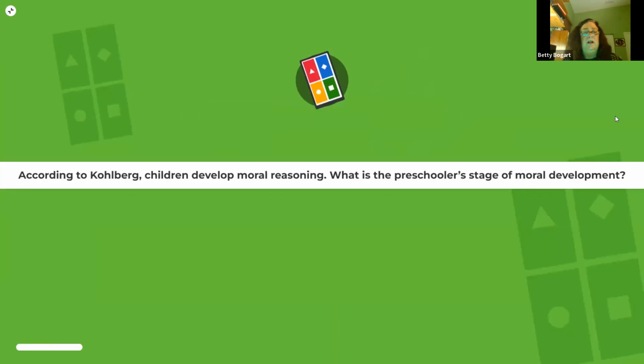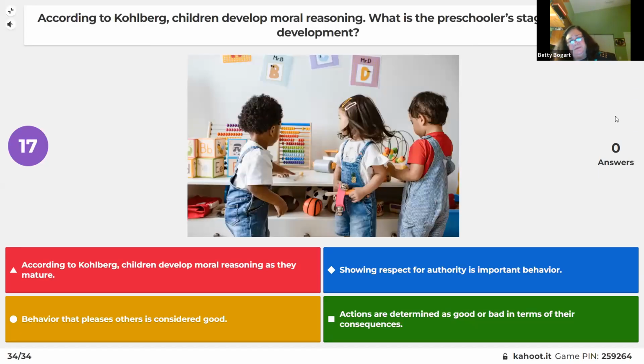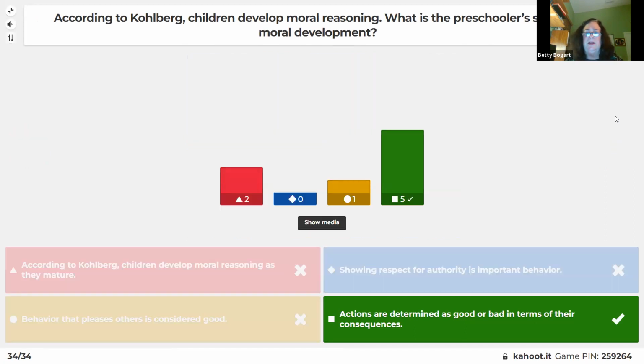And last question. According to Kohlberg, children with moral reasoning, what is the preschooler stage of moral development? And again, we're going to talk more about this, and different examples of this will be given during that preschooler age, because we're going to do preschoolers next week. And again, Kohlberg talks about good and bad and a consequence for each. Basically, that is Kohlberg. And then different levels according to the age of the child.